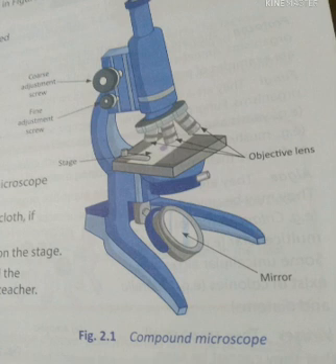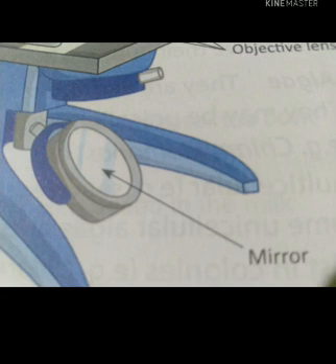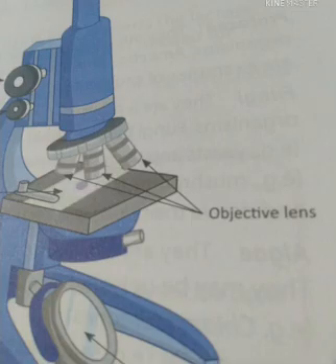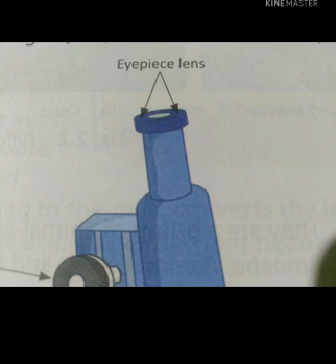There are 4 basic steps to use a compound microscope. Number 1. Clean the mirror. Number 2. Place the slide on the stage. Number 3. Adjust the focus of the eyepiece and the objective lens. Number 4. View the slide through the eyepiece.